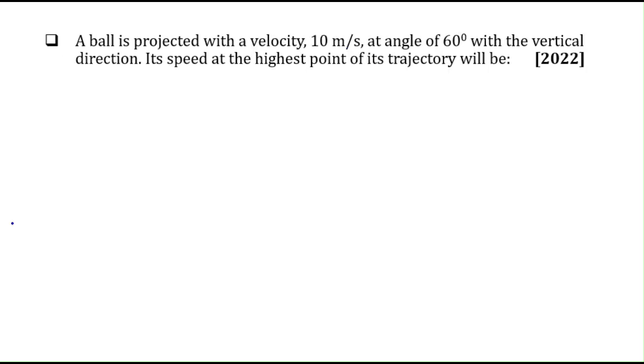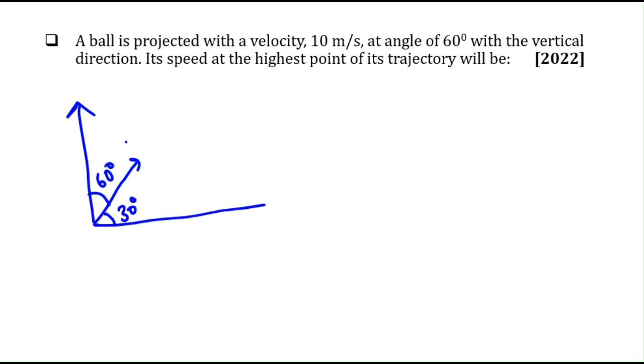So here a ball is projected with a velocity 10 meter per second at an angle of 60 degree with the vertical. So what is happening here? Let's say this is vertical direction, and a ball is being projected making an angle 60 degree with vertical. That is, this angle is 60 degree. So this angle is 30 degree, and this is, let's say, V naught, and V naught is 10 meter per second. Now we have to find out its speed at the highest point of its trajectory.